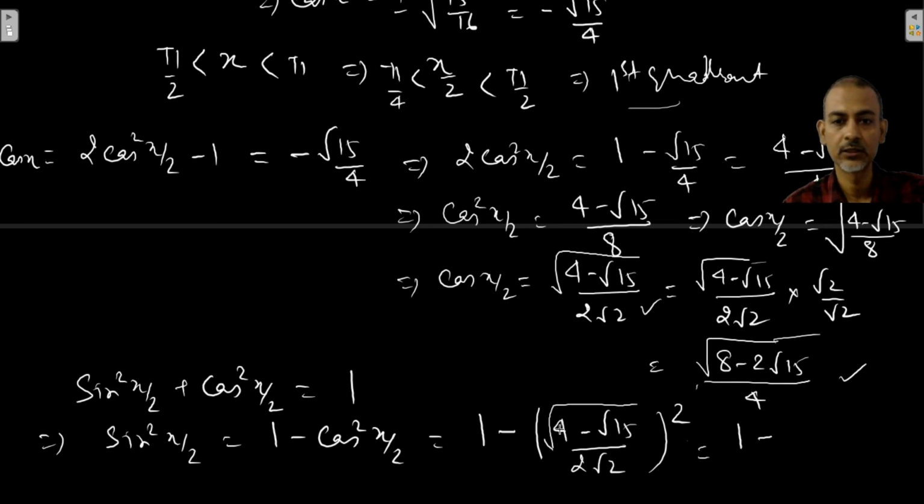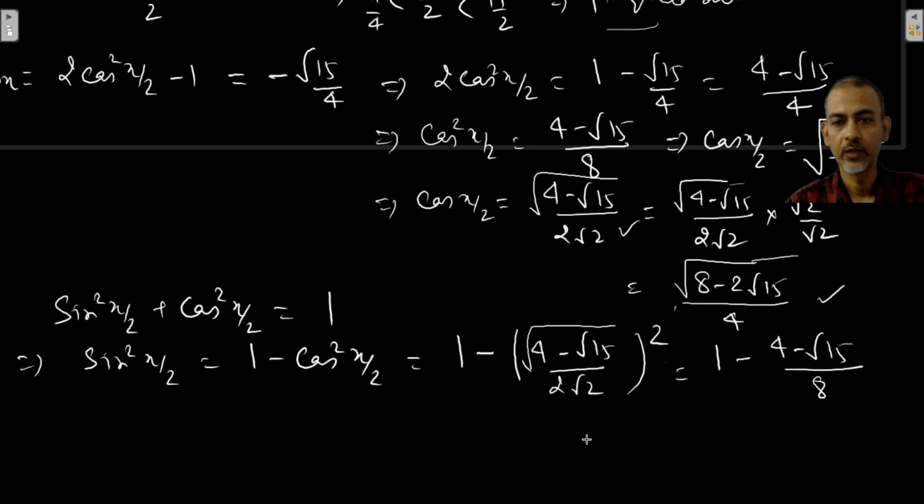1 minus, this square root will go off, I'll get 4 minus square root of 15, and the bottom I will get 2 square root 2 whole square, that will be what? 4 into 2 will be 8, right? 2 root 2 whole square is 4 into 2, right? So, and then you simplify it further, you will get what?